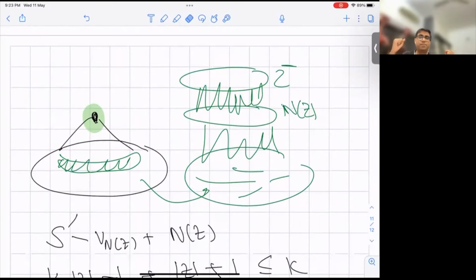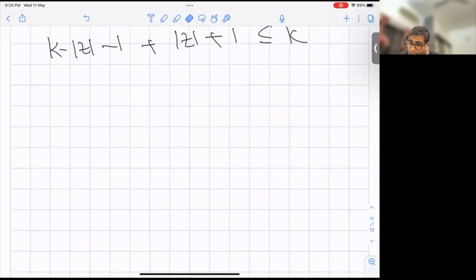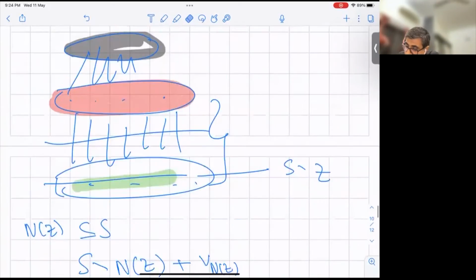So in both cases, if in the reduced graph you have a solution of size K minus cardinality of Z, you can trace back to a solution of size K in the original instance, right? So this implies that this reduction rule is valid. And we can make sure that if we are able to find an independent set of surplus 1, then we can apply our reduction rule, okay? So what does this imply?